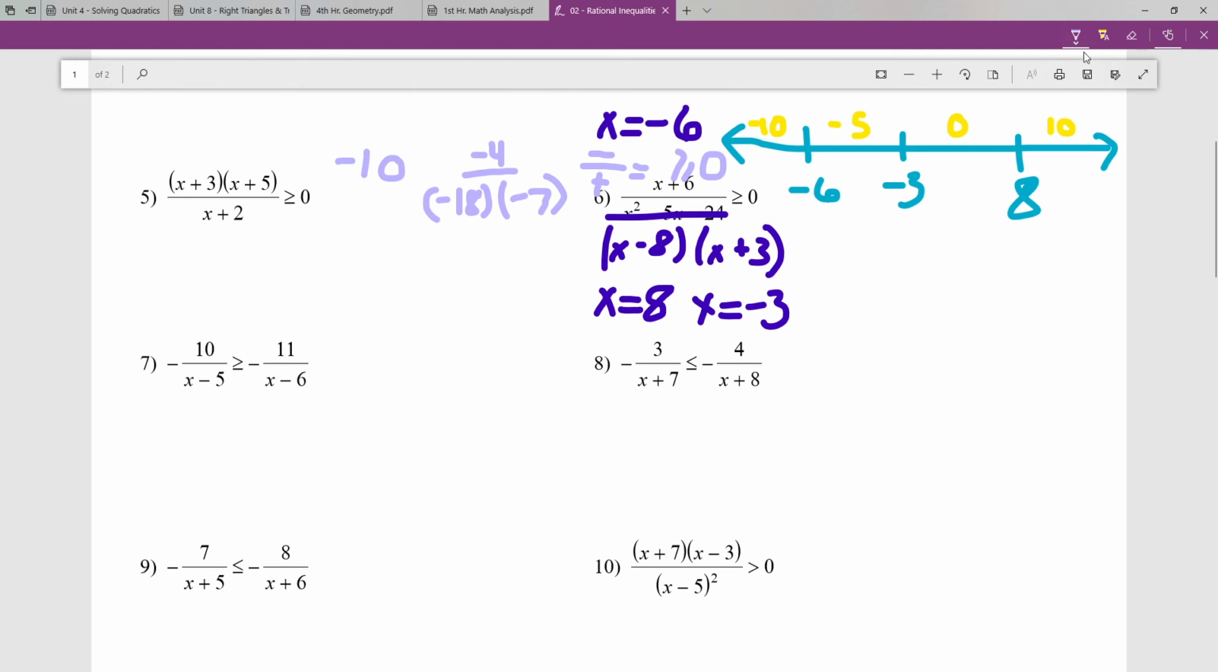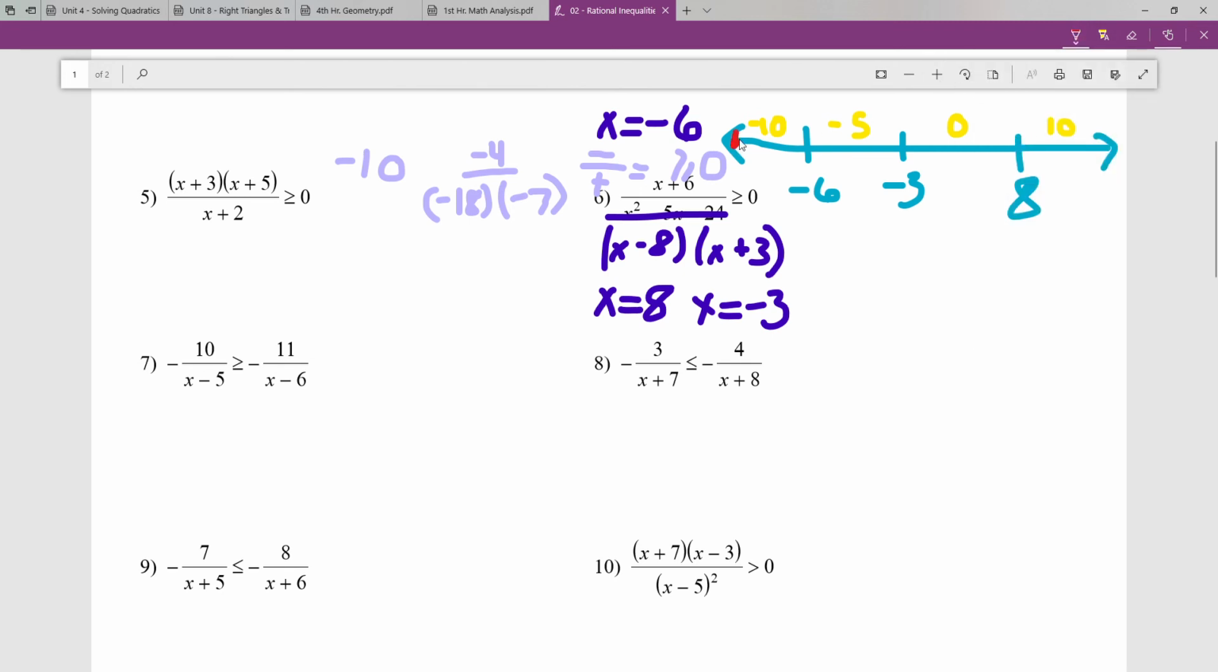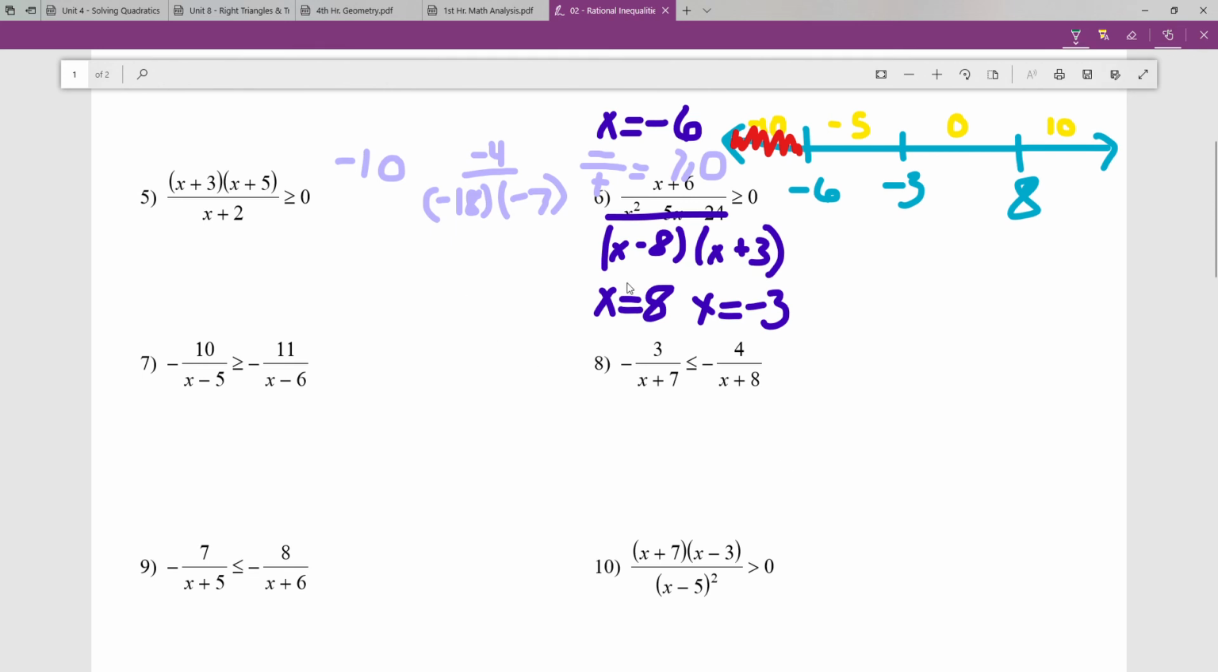If this is a negative, can it be greater than 0? No. So that means this interval does not work, because we got a value that was negative, and the question is asking for greater than 0. So I'm going to move on to the next one. I'm going to try out negative 5.